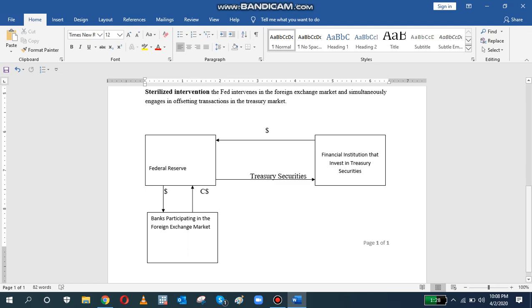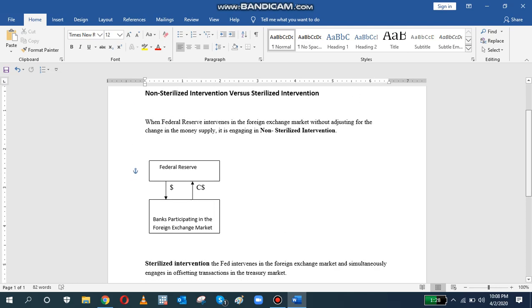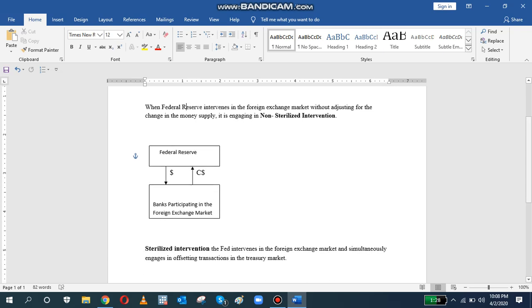Let us understand that example. If the government wants the American dollar to appreciate against the Canadian dollar, what will be the first step the Federal Reserve will do? It will buy the US dollars from the market, or it will sell the Canadian dollars in the market. As a result of that, the government has bought the US dollars from the banks participating in the foreign exchange market. The quantity supplied of US dollar has decreased in the market. If the government is confined to only appreciating the US dollar against Canadian dollar and not worried about the quantity of US dollar in the market, it will be referred to as non-sterilized intervention, just like in the previous case.